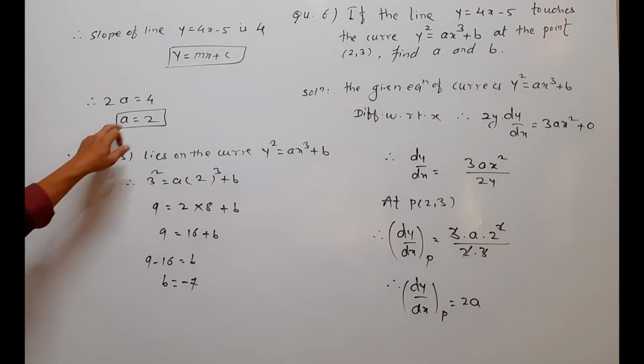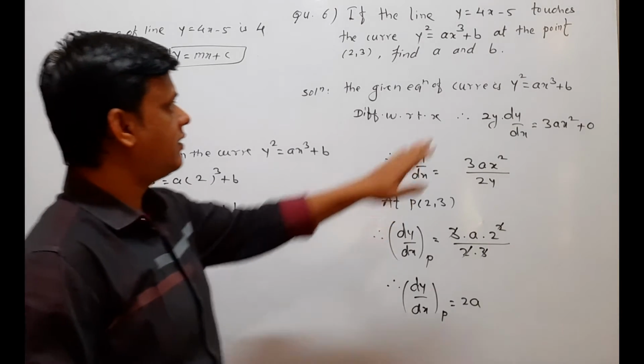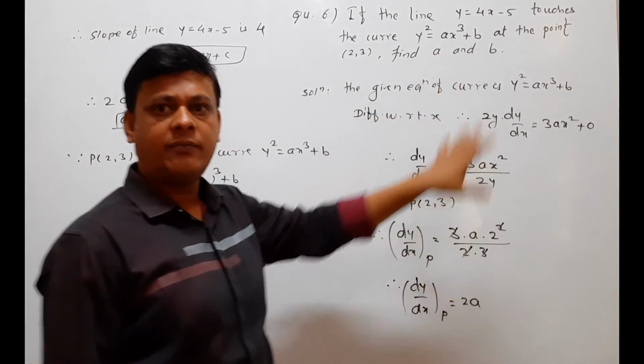So here a equals to 2, b equals to minus 7, and we have to find in this problem value of a and b.